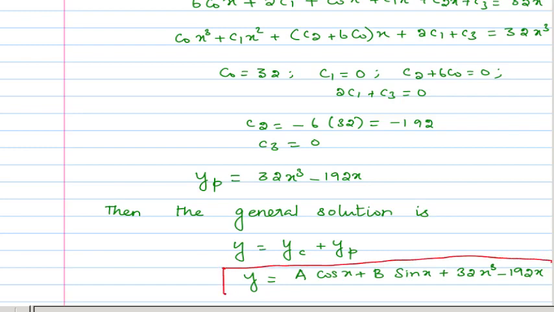I hope in this video you understood how to solve a differential equation whenever the right-hand side, that is the non-homogeneous part, is a polynomial. In the coming video we will see other cases.